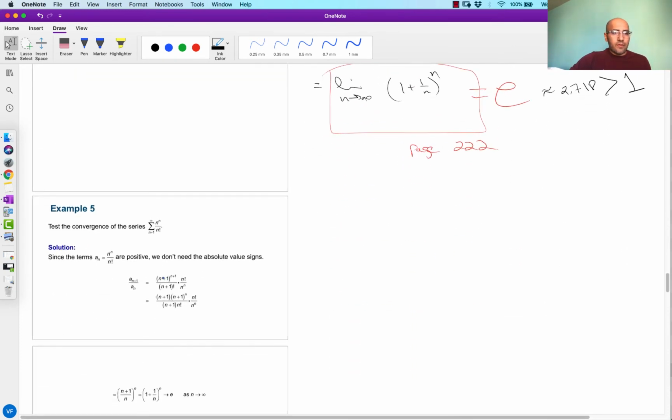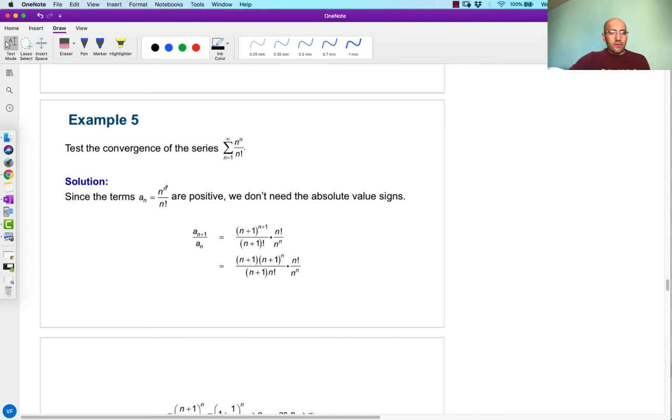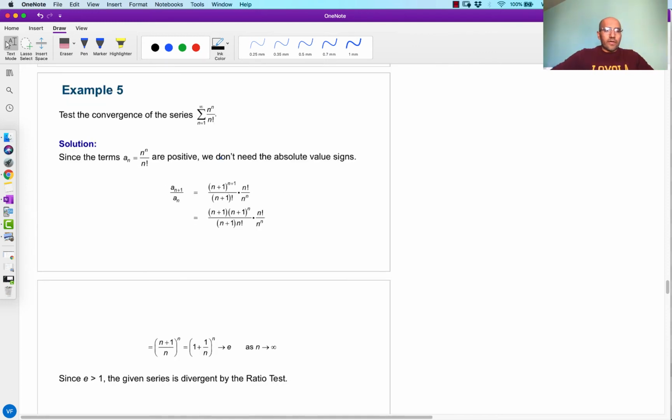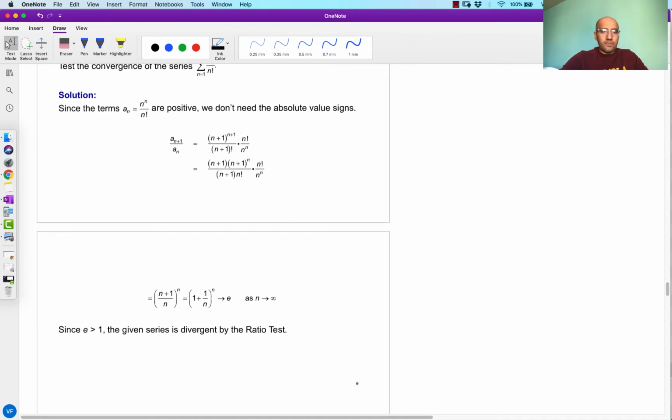See what the author did on this one. Okay, so a sub n plus 1 over a sub n, same as I got, reduces, bunch of stuff cancels, gets you to this. Approaches e as n goes to infinity. E is greater than 1, so the given series diverges by the ratio test. Okay, so good, we came to the same conclusion.